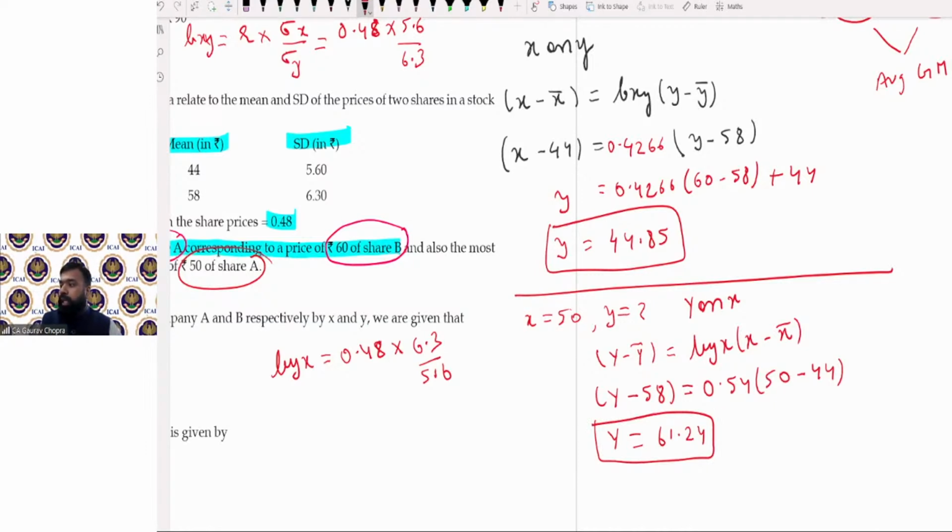So you can calculate the price of share B in this way. Khushi Gupta has given the answer 61.24. Shreya has also given the answer 61.24. So in this way you can easily get the value of x and y. All right.